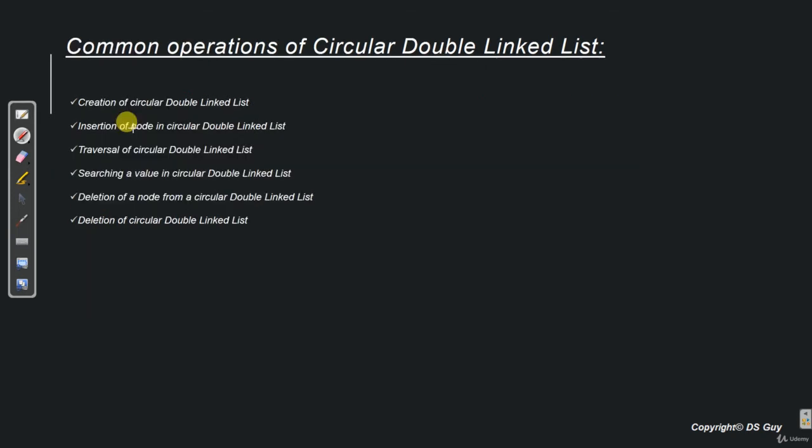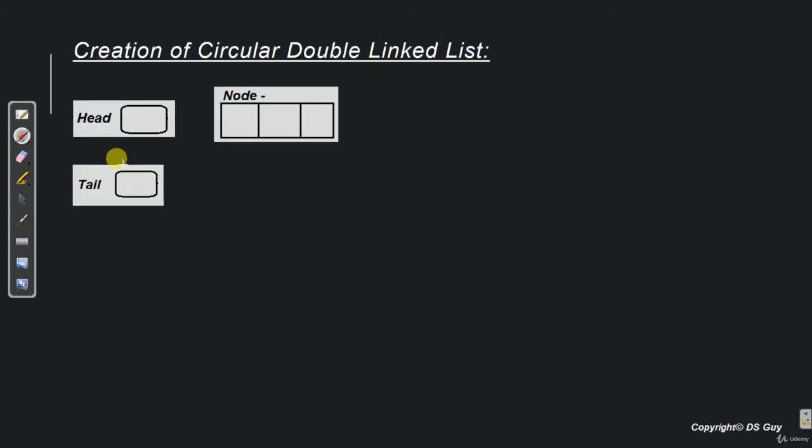So as we have seen in the previous three types of linked list, that we typically have 6 standard operations, that is creation of a list, insertion of node in a list, traversal of list, searching for a value in list, deletion of a node from list, and finally deleting the entire list. So all these common operations are also applicable for circular double linked list. So in this video let's learn the first operation, that is creation of circular double linked list. So creating a circular double linked list is extremely simple.